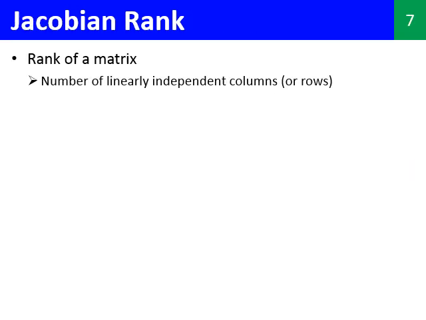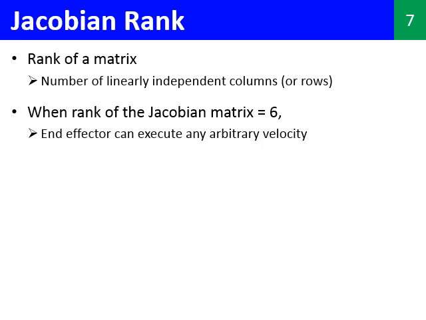The rank of a matrix is the number of linearly independent columns or rows. So when the rank of the Jacobian matrix is equal to 6, we have a square matrix and we would be able to obtain the inverse of that. And as a result, the end effector of the manipulator can execute any arbitrary linear and angular velocity.